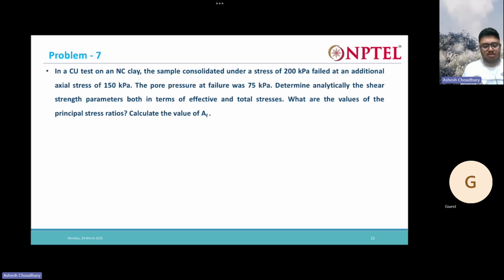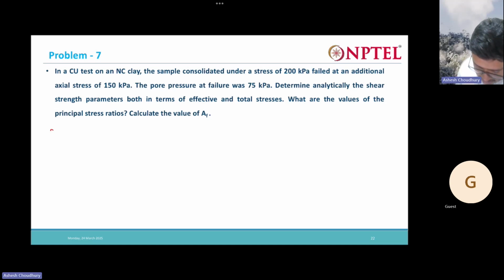So we'll do it slowly, one by one. Okay, so CU test on a normally consolidated clay. The results of a CU test on a normally consolidated clay are given. So let us do this step by step. Now, what is my sigma 3? The sample is consolidated under the stress of 200 kPa.